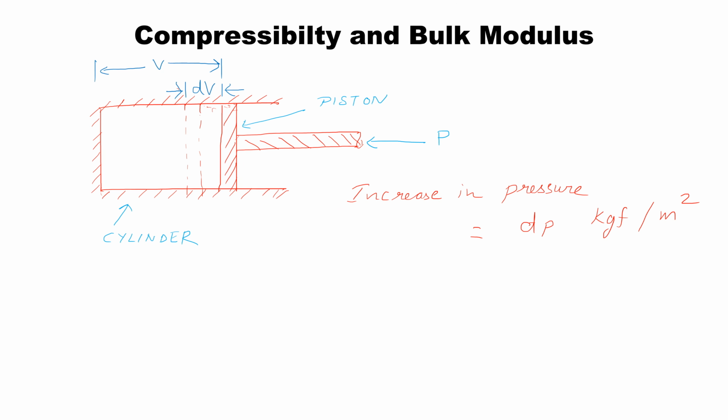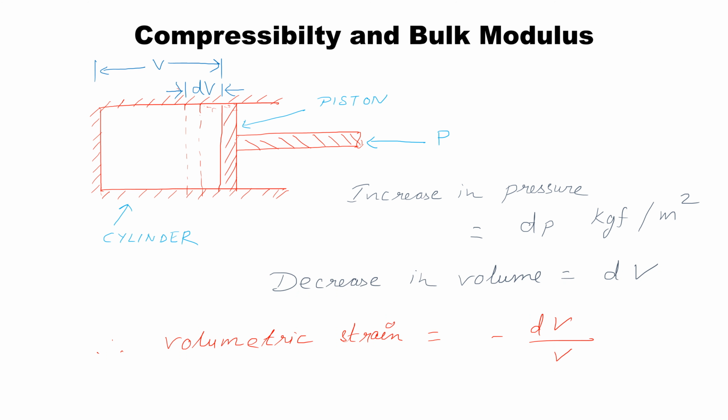Now we will write the increase in pressure as dP. Since pressure is increasing by dP amount, dP kg force per meter square, or we can write Newton per meter square, is our increase in pressure, and the decrease in volume is dV. So we can write volumetric strain as the ratio of decrease in volume to the original volume. The decrease in volume is dV and the initial volume was V.